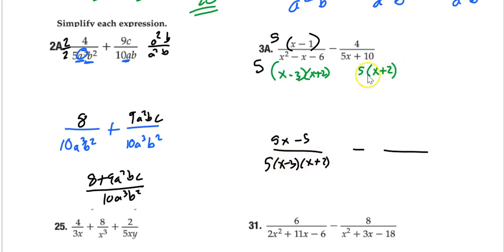And then you look at this one and go, okay, what's missing from that? Well, it has a 5 now. It has x plus 2. It doesn't have the x minus 3. So multiply by x minus 3. That's my little shortcut. Multiply by what you need to get.